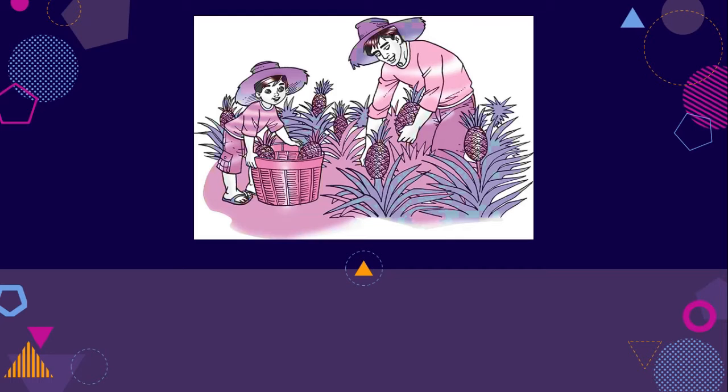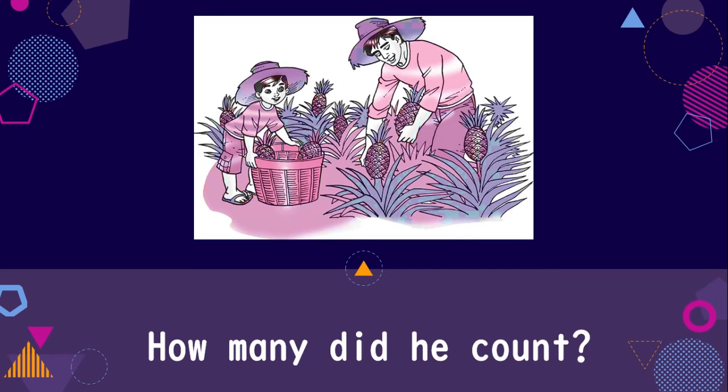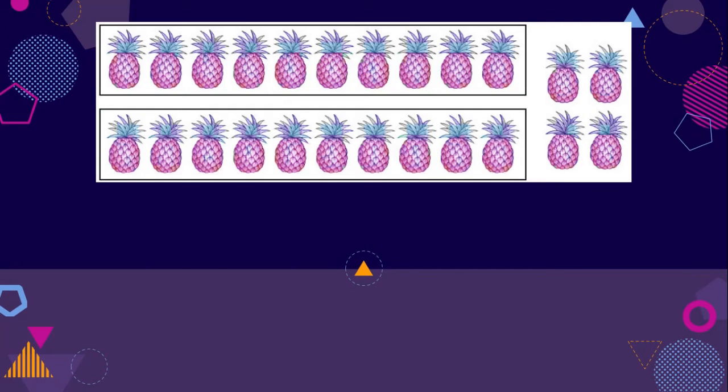Alvin counted the pineapples he harvested with his father. He grouped them into tens. Now, the question is, how many did he count? So, I'll be showing you here the pineapples harvested by Alvin and his father. Now, let us count all the pineapples here.